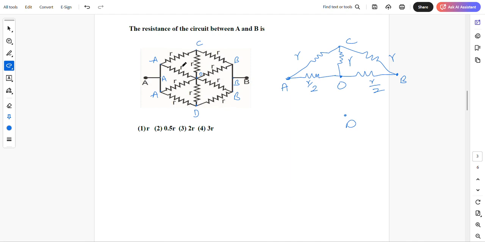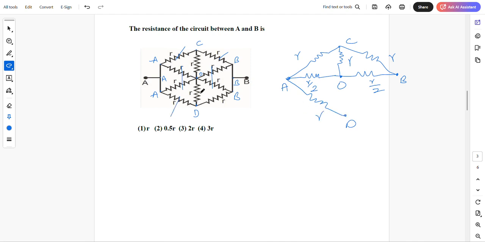Okay, this is already gone. R and R in parallel, R by 2. This I have taken into consideration. R and R. Now, which is remaining between A and D? This is remaining.